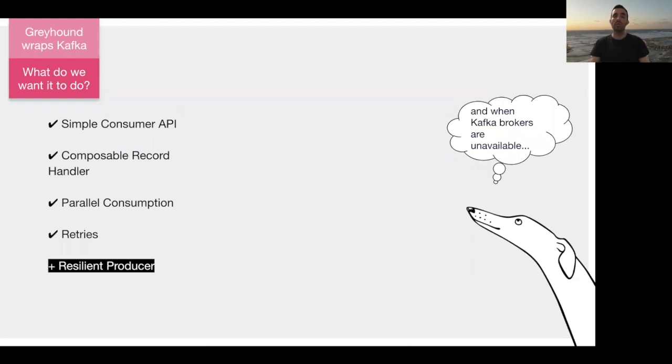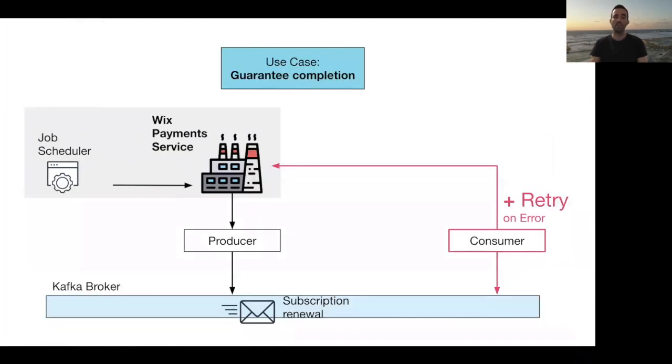Good, so we saw how we can retry on consumer handler errors, but what about producer side errors? We have rare cases where the Kafka broker is unavailable. And for that, Greyhound offers a resilient producer. So let's look at the use case that describes the need for this resilient producer.